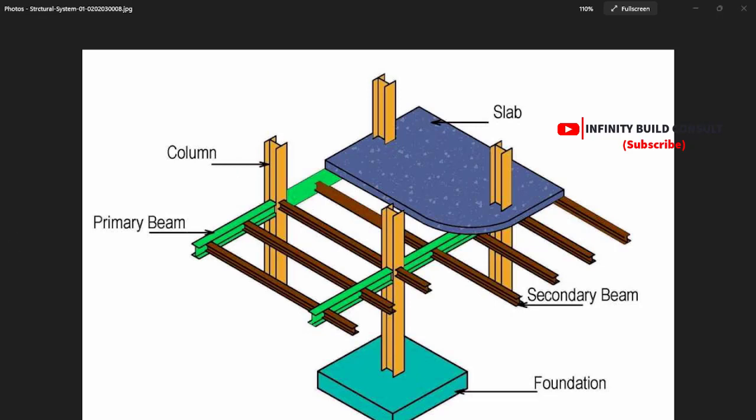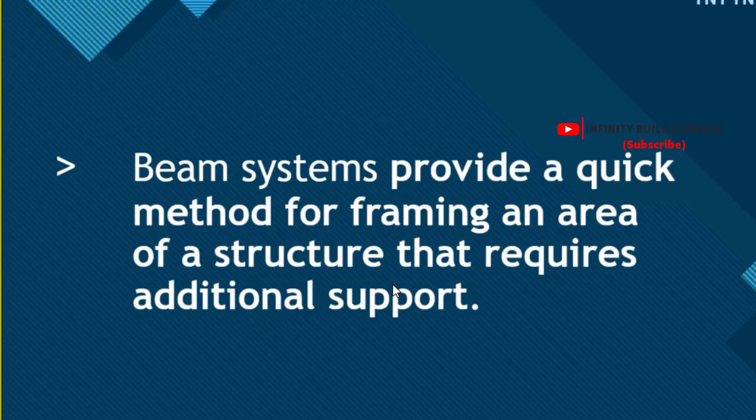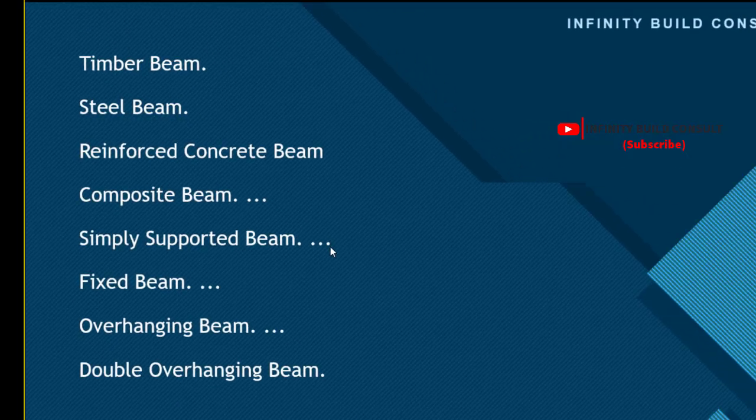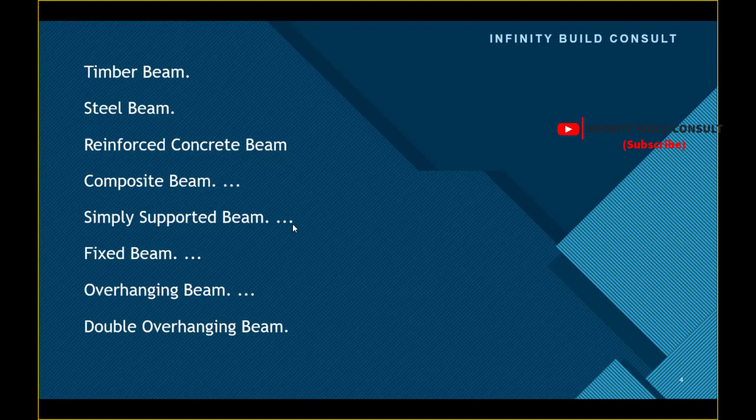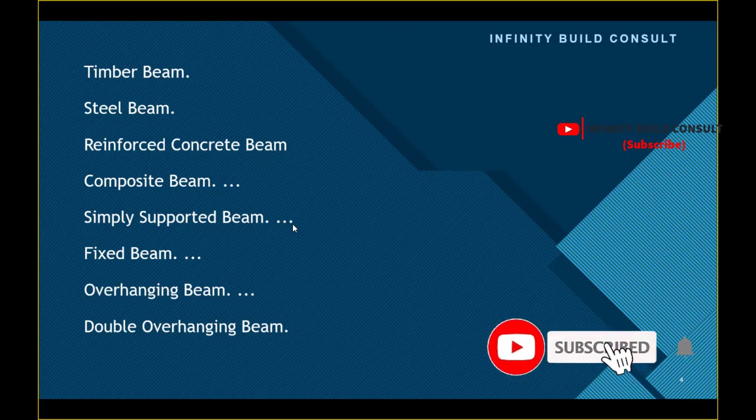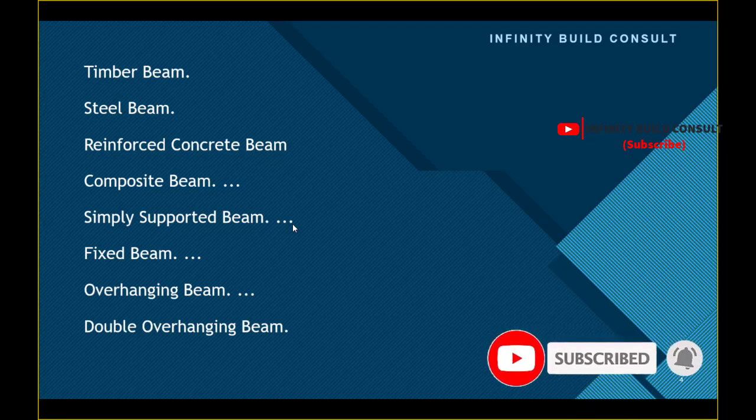The most common types of beam system include an overhang. We also have the fixed type of beam system, the truss beam system, a continuous beam system, and also a simply supported beam system. We also have a concrete beam system. So these are the types of beam system we have.